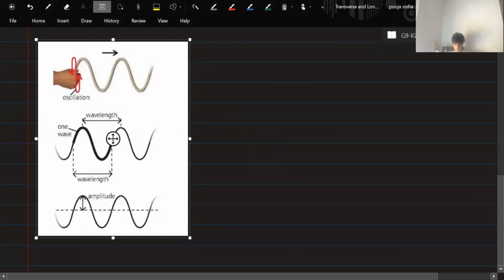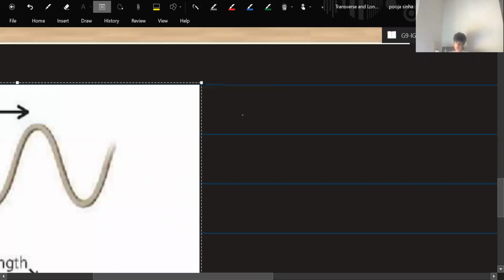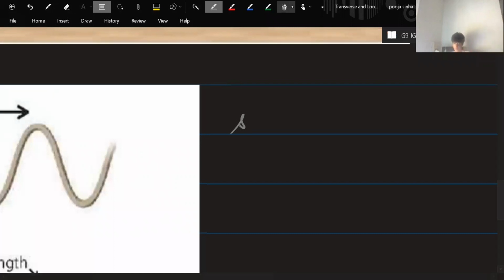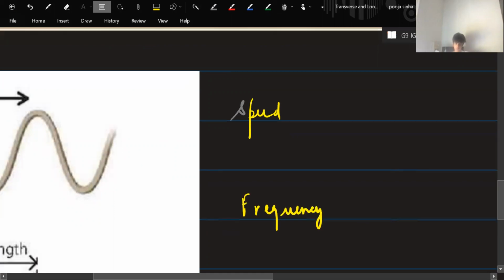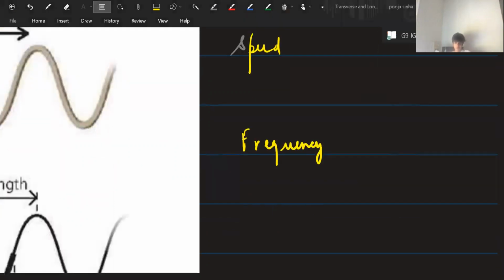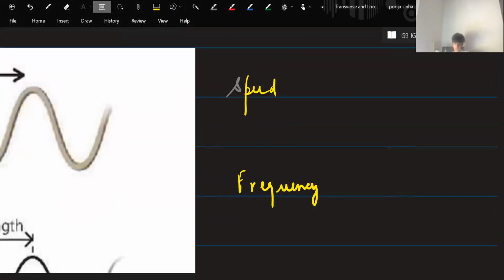Okay. Now here, there are 4 words which you always need to know: speed, frequency, wavelength, amplitude. What are the 4 words? Speed, frequency, then wavelength and amplitude. So let's first talk about speed.